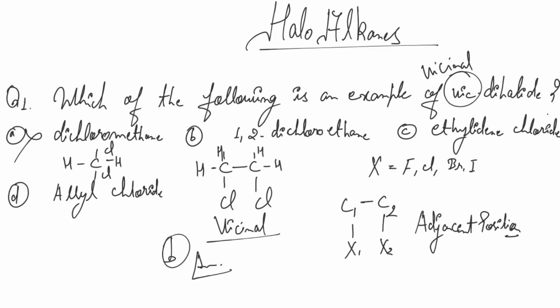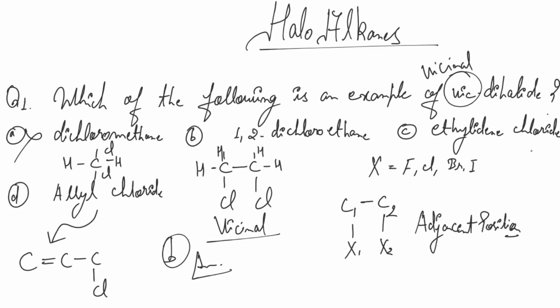If you see the ethylene dichloride and the allyl chloride, okay? What do we mean by the allyl chloride? Allyl chloride means the chlorine is attached next to the double bonded carbon, okay? A carbon which is next to the double bonded carbon is known as the allylic position. So the allyl chloride is something like this, and the ethylene chloride we will talk about in the next question.